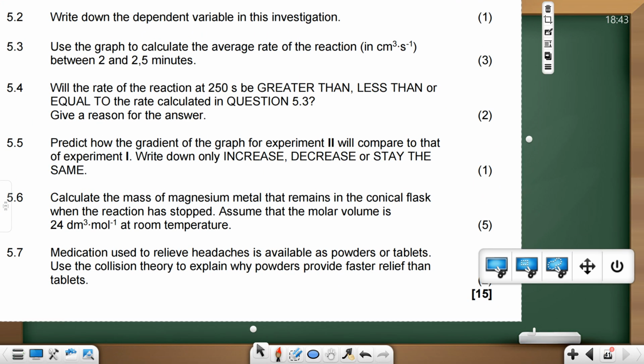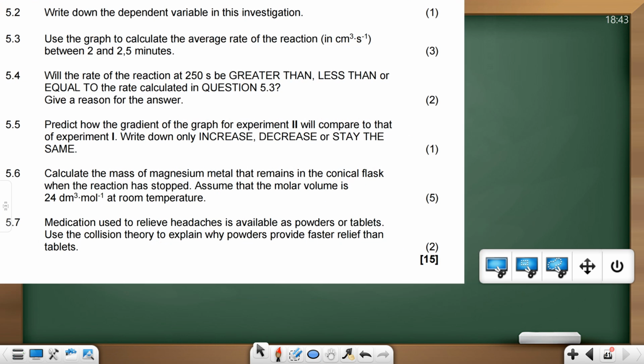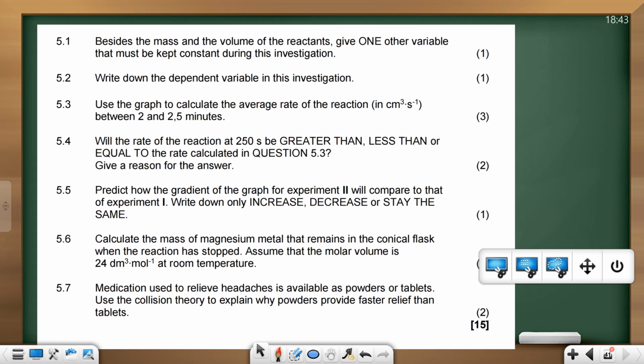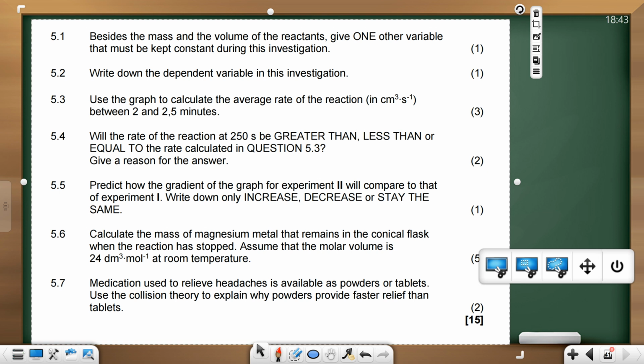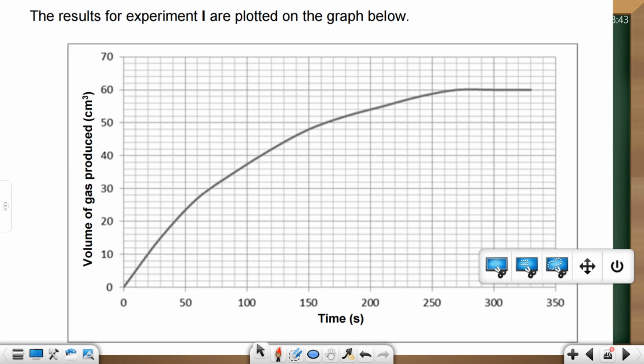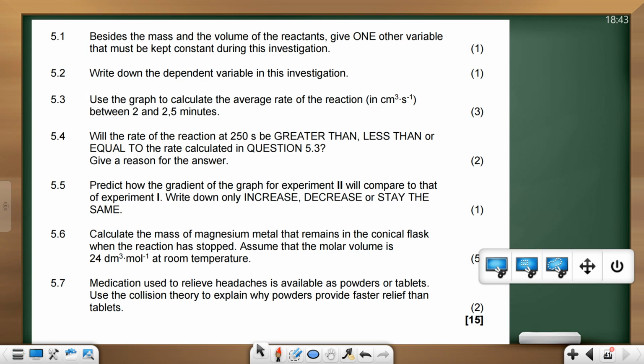Besides the mass and the volume of the reactant, give one variable that must be kept constant during this investigation. What are we checking again? Surface area, right? So what should we keep constant? We should keep temperature constant. We should not add a catalyst. Those are so that the experiment is fair. So we can just say, at least keep temperature constant.